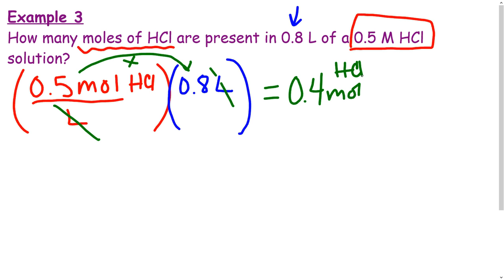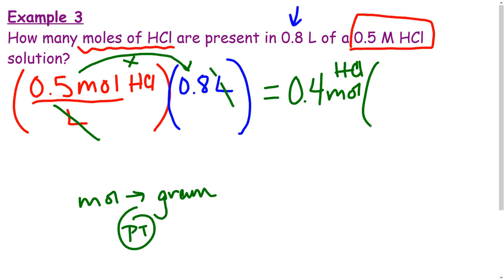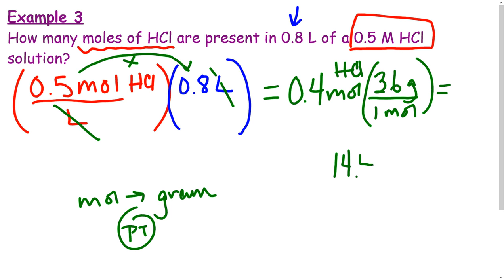So since you were used to doing this, let's take the moles and do a mole to gram conversion using the periodic table mass. So we'll add one more factor label from the periodic table. Hydrochloric acid has a mass of 36.5. So we're going to multiply, and as we do that, we should get 14.4 grams of HCl.